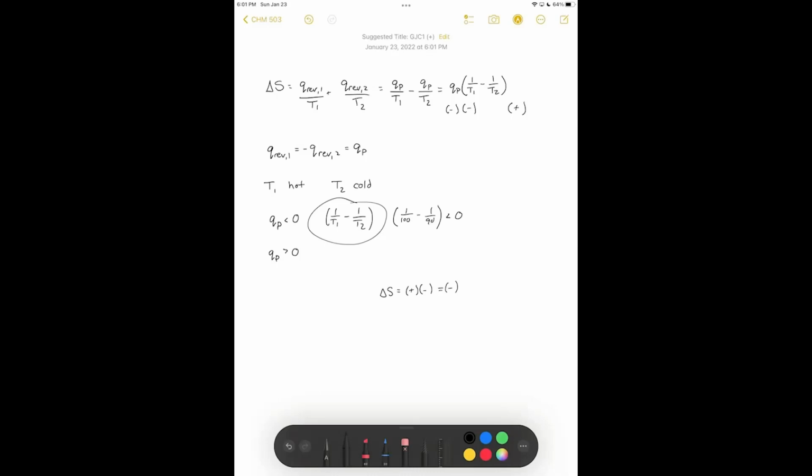We can do another example, and from then we're just going to assume that this is the case. This is something that's in general true for all processes. Natural processes have a positive change in entropy. Unnatural processes have a negative change in entropy.